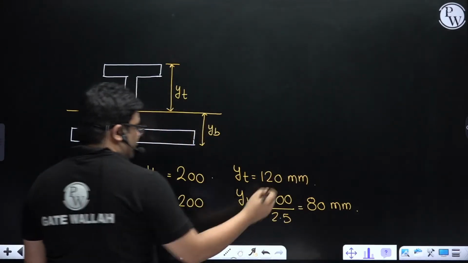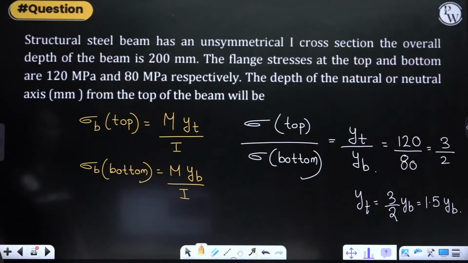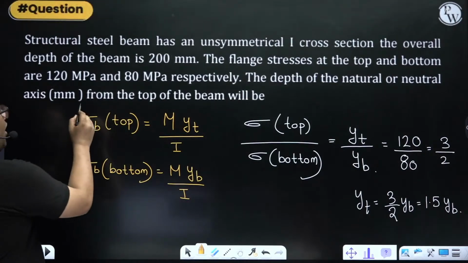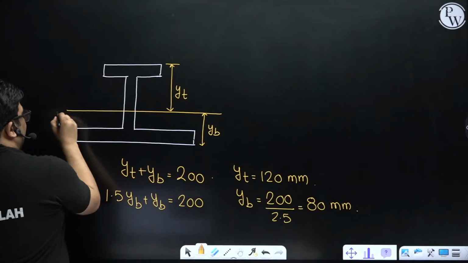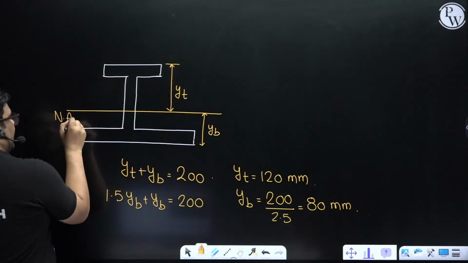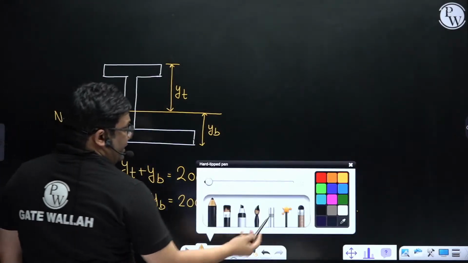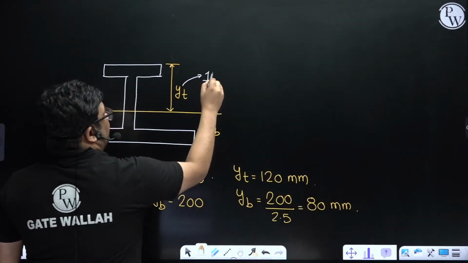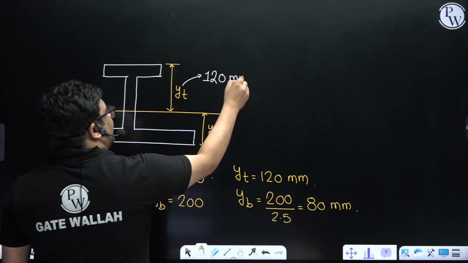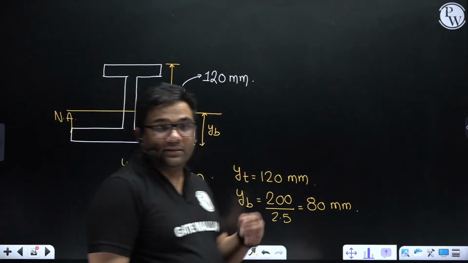And what is asked in the question? The depth of the neutral axis from the top. So this is the neutral axis, and from the top, indirectly they have asked what? They have asked Y top, and Y top is how much? Y top is 120. Yes. So this kind of question they can ask from the unsymmetrical I section, right?